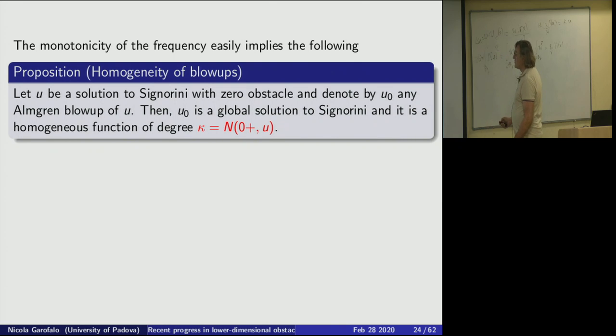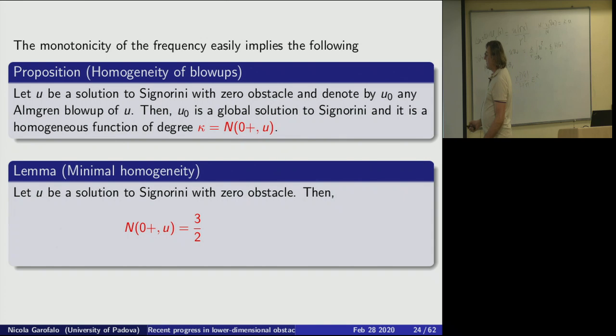And moreover, this global solution has to be a function which is homogeneous of degree kappa. And kappa is the limit of the frequency at zero, which exists because the frequency is a monotone function. So there is this fundamental lemma that tells you that in the Signorini problem there is a minimal homogeneity, which is 3/2. Remember, look at this power, and look at this minimal homogeneity, they match. So the limit at zero is either 3/2 or it has to be bigger than or equal to 2. So the points at which I'm taking zero as a base point, but I could take any other point by translation, the points at which you have this minimal homogeneity are the so-called regular points.